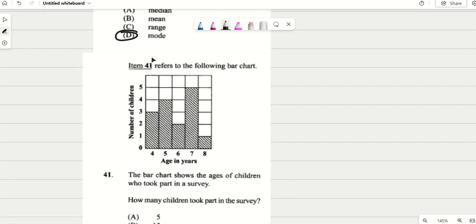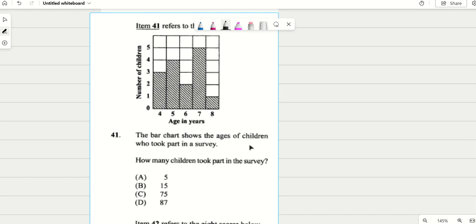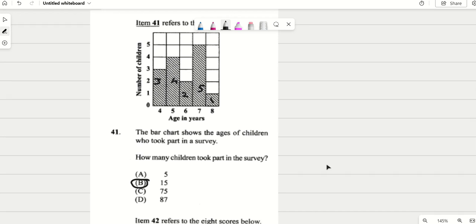Number 41. Item 41 refers to the following bar chart. The bar chart shows the ages of children who took part in a survey. How many children took part in the survey? This is a question that repeated. The answer is 15, but let's just check it. This is 3 plus 4 plus 2 plus 5 plus 1. We have 3 and 2 is 5, 4 and 1 is 5, so that's 5 plus 5 plus this 5 is 15. So your answer is 15.